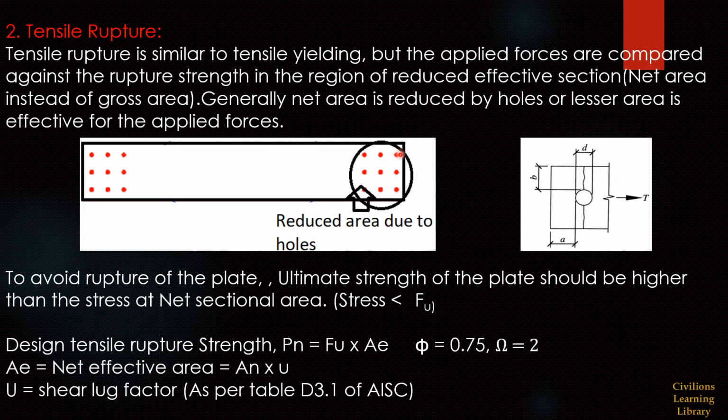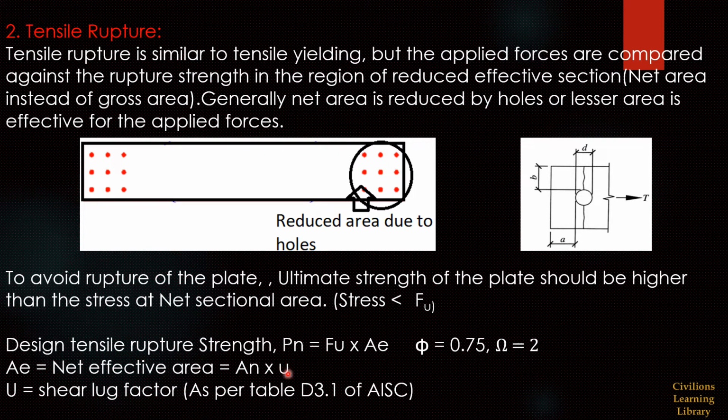To avoid tensile rupture, we have to check the plate. The ultimate strength of the plate should be higher than the stress at the net sectional area. So here the stress should be lesser than the ultimate strength of the plate. For tensile yielding, we are checking with the yield strength of the plate. So that is the only difference: yield and ultimate capacity. So here the formula is Fu into Ae, and Ae is nothing but the net effective area. This net effective area we have to calculate using the formula An into U.